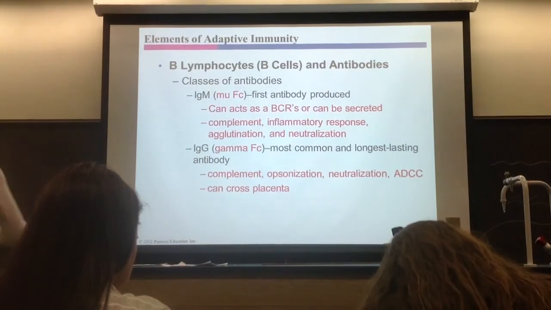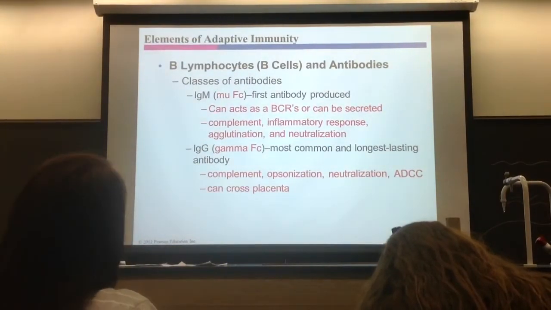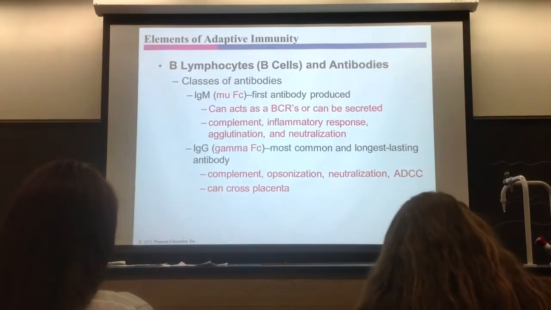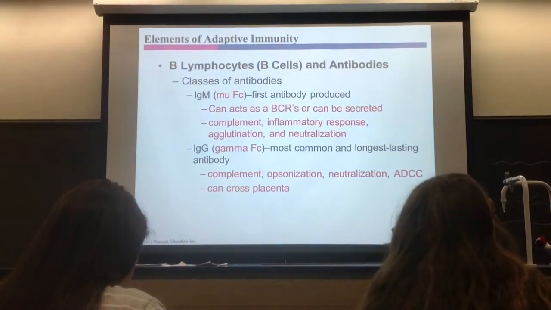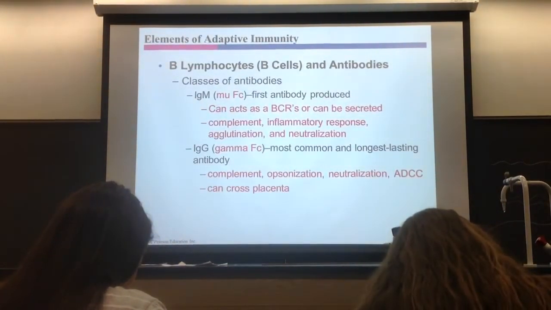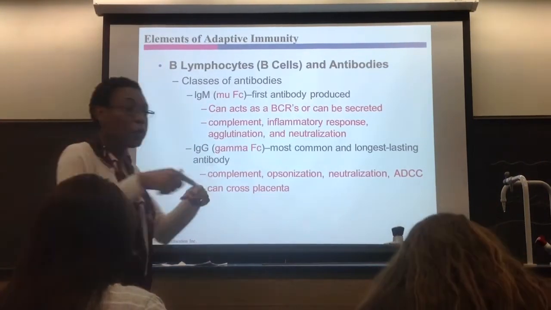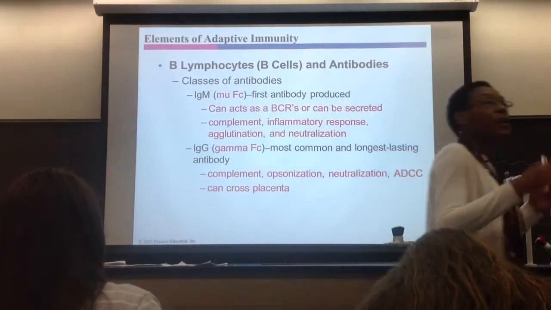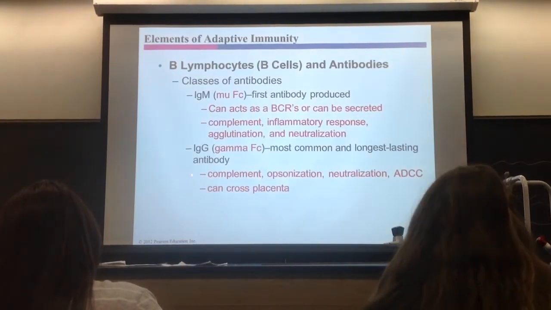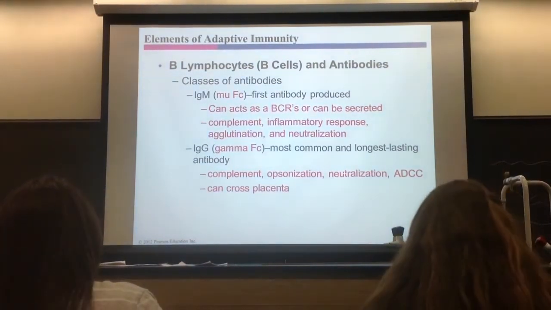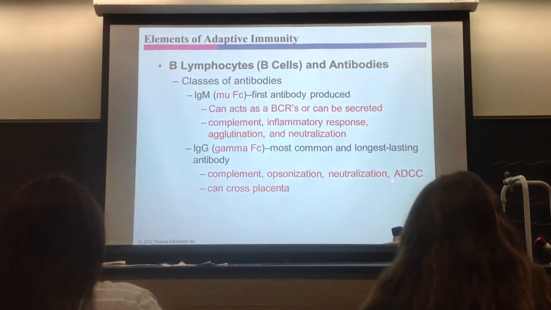Now, IgM can become IgG. Why? Fc is now gamma. IgG is by far the most common antibody. It accounts for about 80% of all your antibodies that are floating around your body, and it's the longest lasting guy. Real quick, I'm not going to go into all of that, but here's all the things IgG can do. What is ADCC, right?